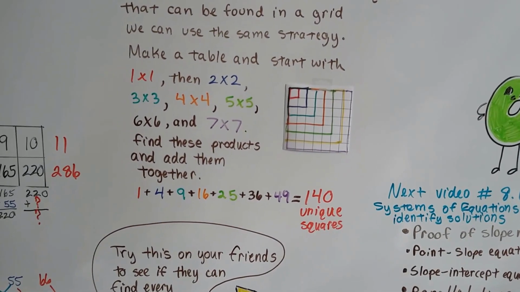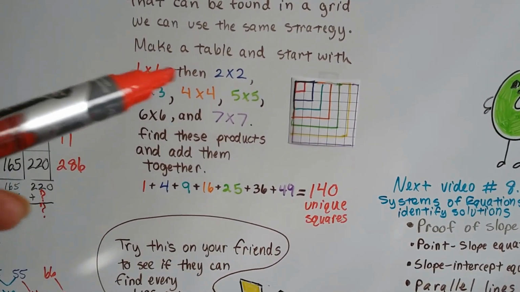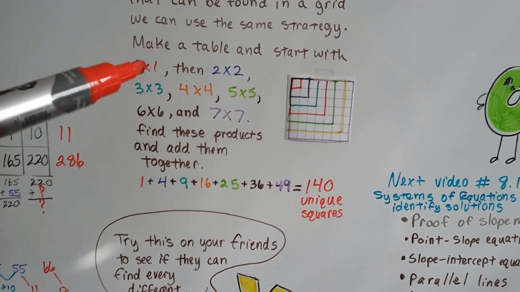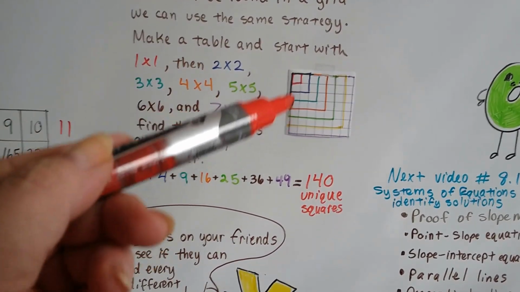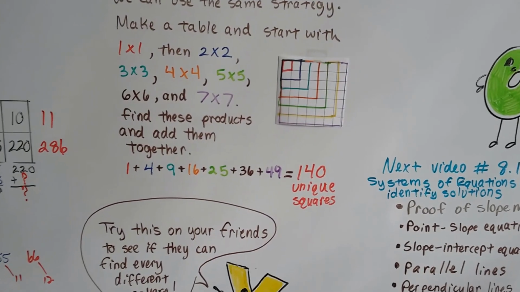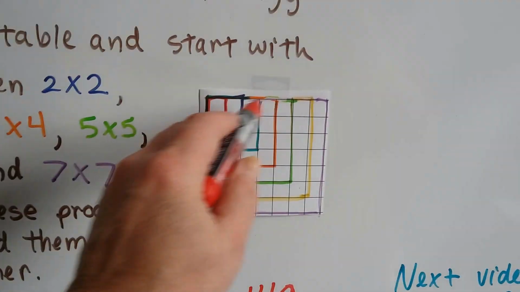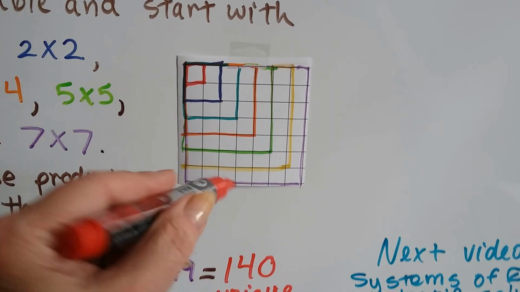Isn't that cool? You could do it in an 8 by 8 grid or a 9 by 9 grid or a 5 by 5 grid, whatever. But if you use this method of starting with 1 times 1, then 2 times 2, and then going up to 7 times 7, because that's how many squares there are, you'll be able to find out how many unique squares there are.